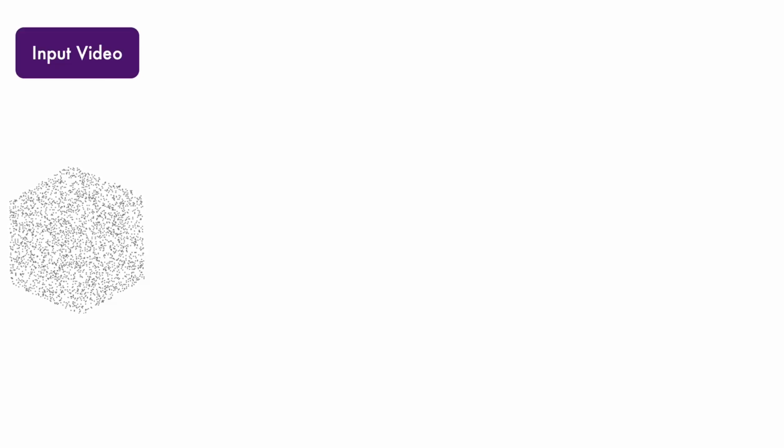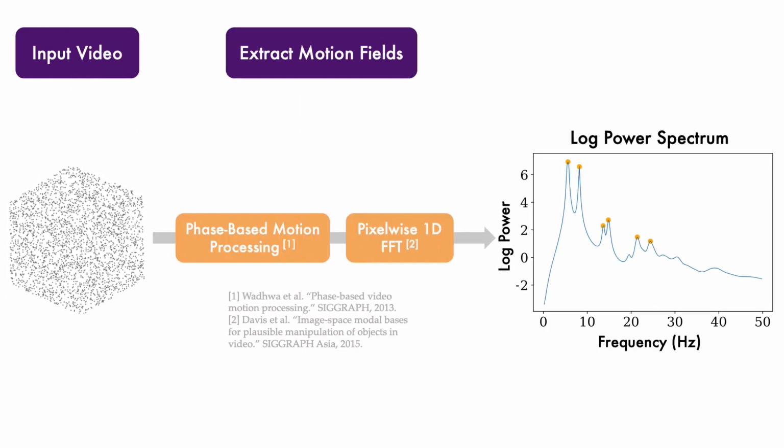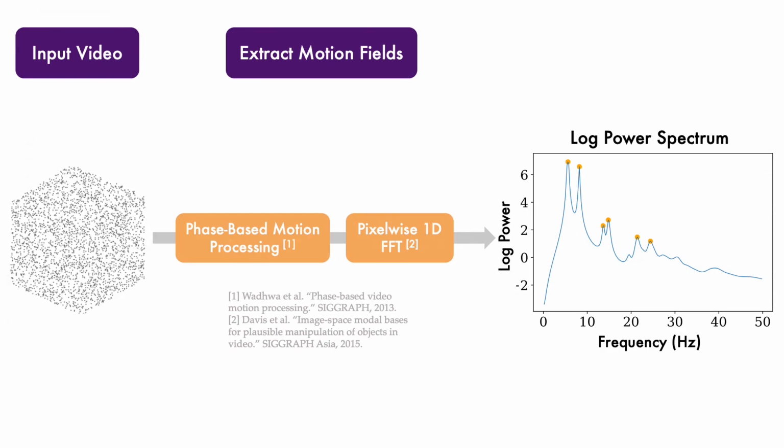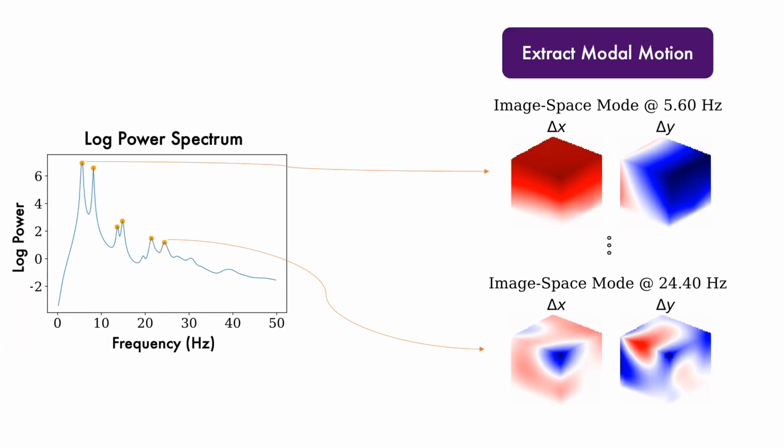We begin with an input video of an object vibrating. This physics-based simulation shows a cube moving under damped, free vibration. We apply phase-based motion processing, followed by a pixel-wise FFT along the time axis, to produce a log power spectrum of motion amplitude. For each peak, we extract the corresponding image space mode.